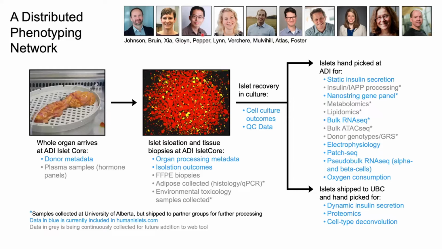And our protocol or algorithm looks like this at present. So we receive a whole organ here in Edmonton. Of course, we collect the metadata from the donor, but also samples from the donor, like plasma samples, for example. We process that organ to isolate islets. This is a nice islet prep from a human donor.